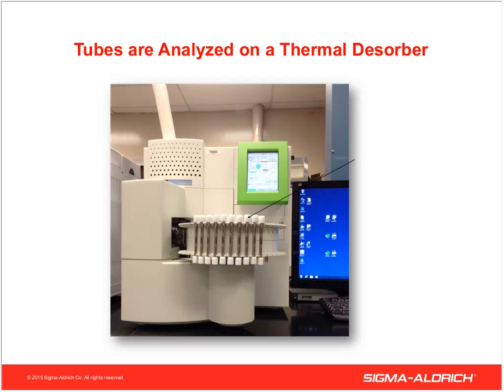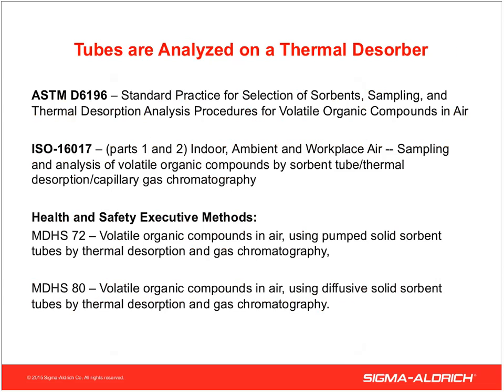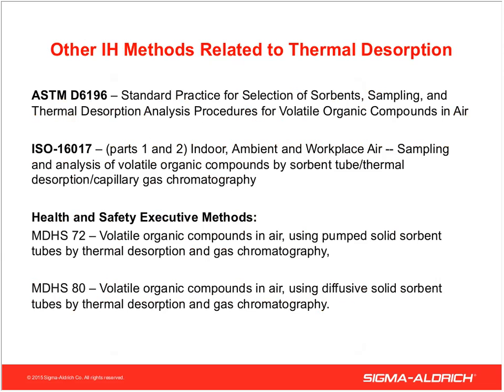So for both active samples and passive samples, the tubes are placed in a thermal desorber. The brass storage caps are replaced with analytical end caps so the thermal desorber can process the tubes for analysis. Here are a few other industrial hygiene methods that use thermal desorption. There are methods from ASTM, ISO, and the Health and Safety Executive in the UK.